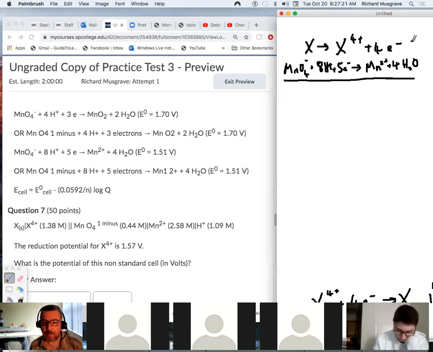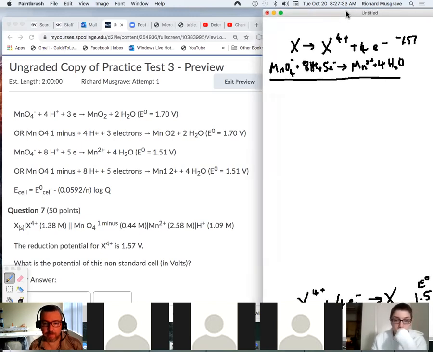Now we've got our voltages here. This one would be negative 1.57 volts. Remember, it's negative because we had to flip it around. What was quoted was the reduction potential, but the first step is always turning it into an oxidation. So that's why that's negative now. And the MnO4 minus keeps its voltage at 1.51 volts. Does anybody have any questions so far?